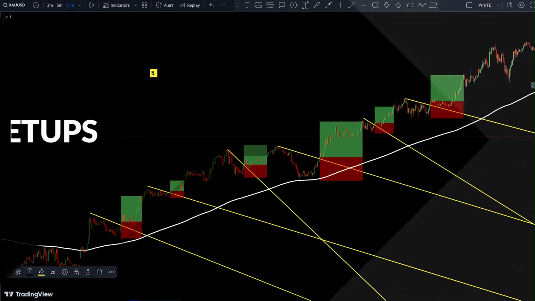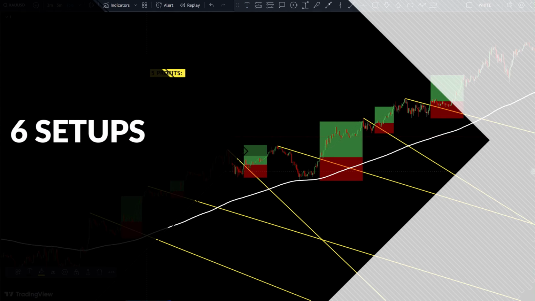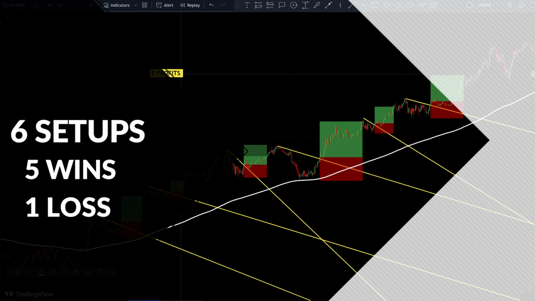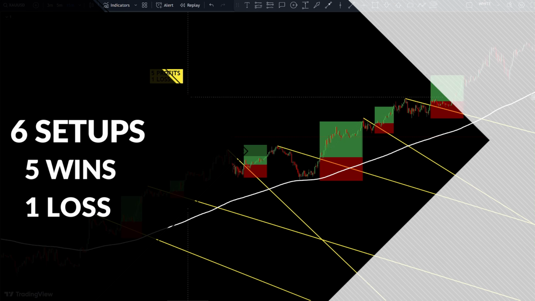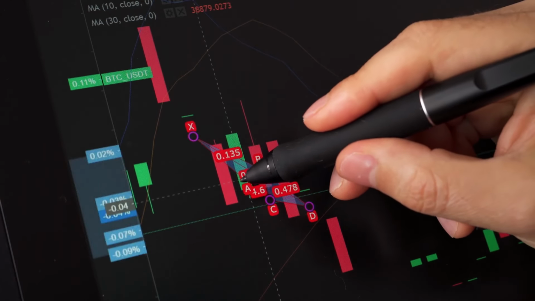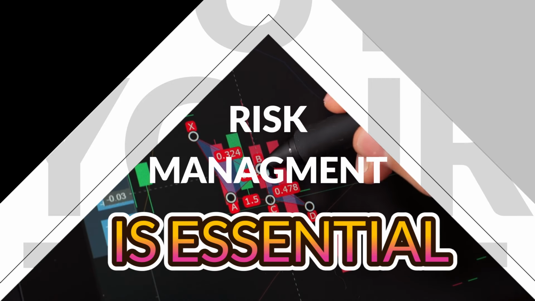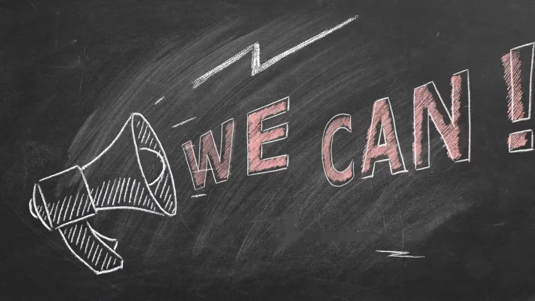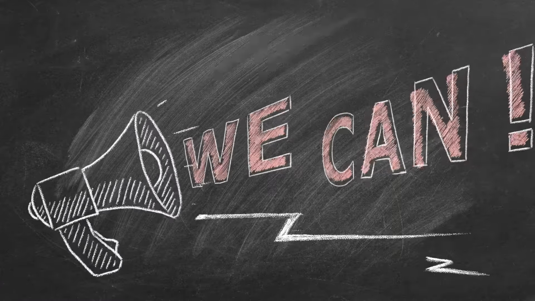So I've got 6 setups. Out of these 6 examples, we had 5 profitable trades and 1 loss. This illustrates that while the corrective trend line strategy can be very effective, it's not guaranteed to win every time. Risk management is essential. By using stop losses and aiming for a favorable risk to reward ratio, we can ensure that our winning trades outweigh our losing ones in the long run.